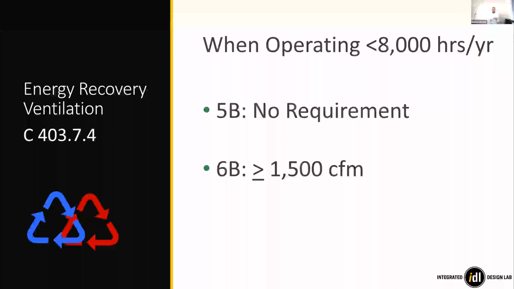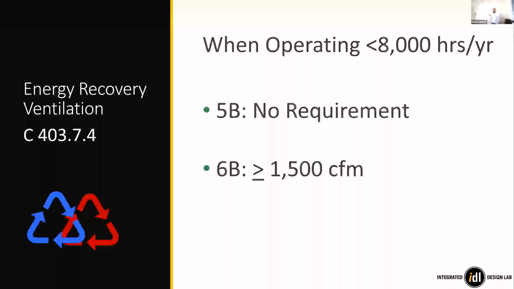And if you're operating less than basically 24/7 in climate zone 5B, which is most of Idaho, there is no requirement for ERVs. So you get away with that, which can save some money. If you're in climate zone 6B, which would be like your Salmon, Idaho, or Pocatello, or Idaho Falls, as we're starting to get closer to Montana, then there is a requirement if it's greater than 1500 CFM.